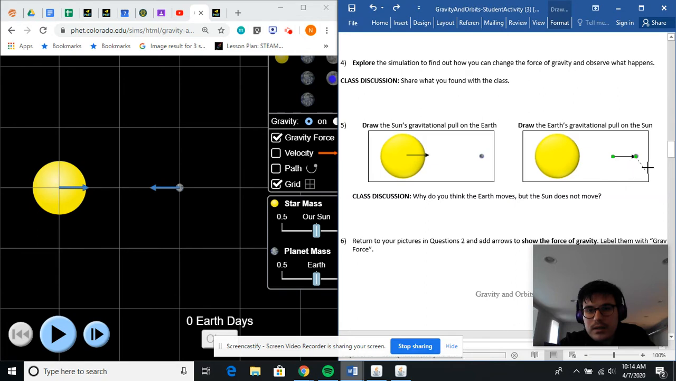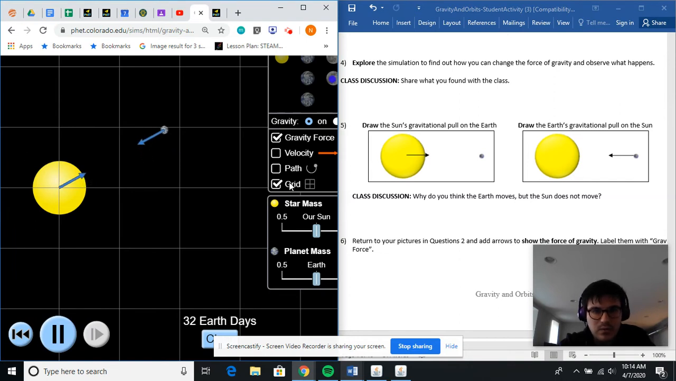What you should notice here is that the Earth's gravitational pull on the Sun is the same as the gravitational pull on the Earth. So these arrows are the exact same size. The Sun is pulling on the Earth with the same force that the Earth is pulling on the Sun. But when we play, the Earth is what moves. Why? Why do you think that is?